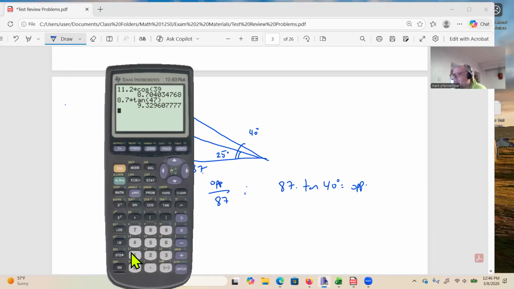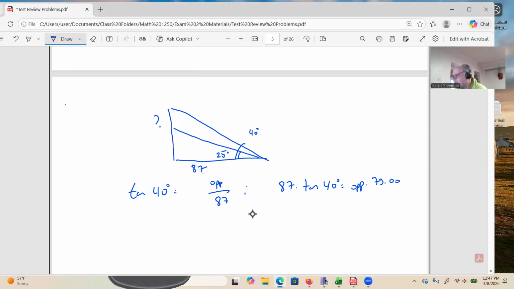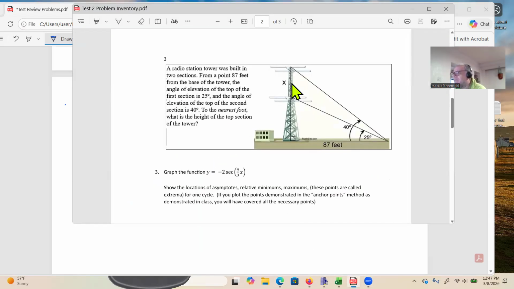We have 87 times tangent of 40. We are still operating in degree mode. We don't have to check that because we already know. But 87 times tangent of 40 equals 73.00. Boy, that was nice. Okay, next one up. That gives us the whole tower length. We don't want the whole tower because we already know part of it, right? We just want this top part of the tower, that X part up there, going back and looking at the picture here.